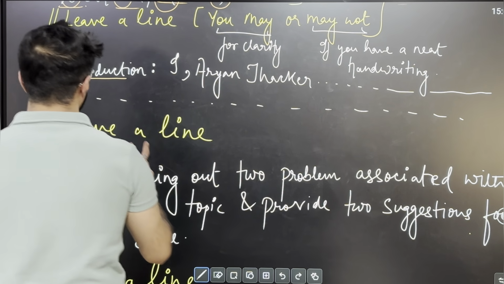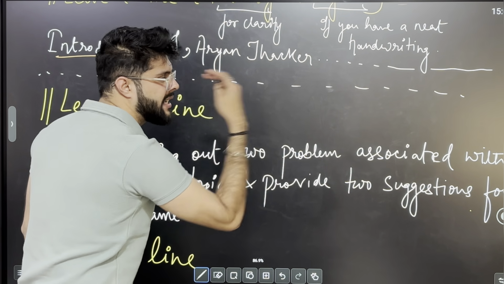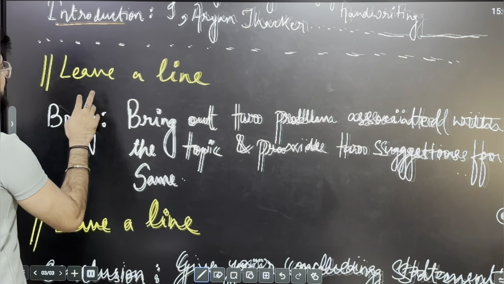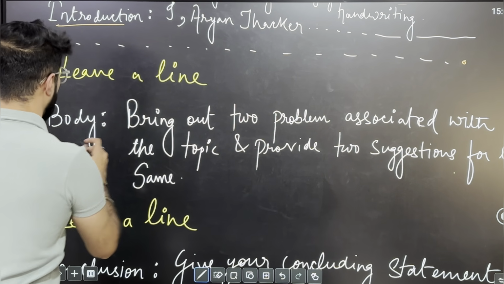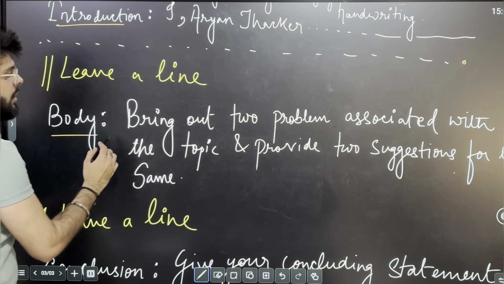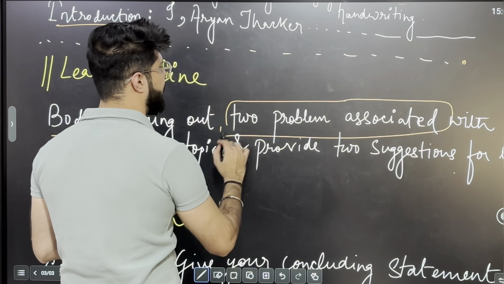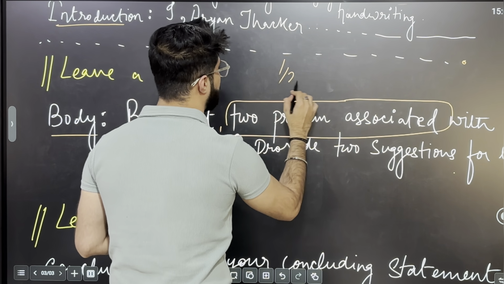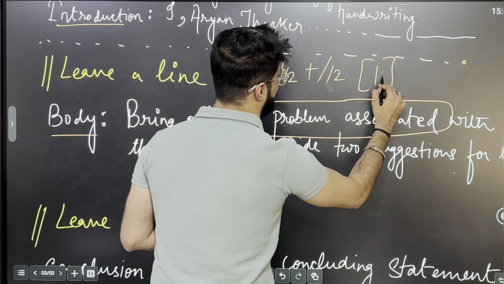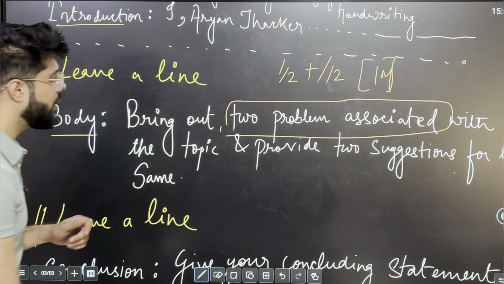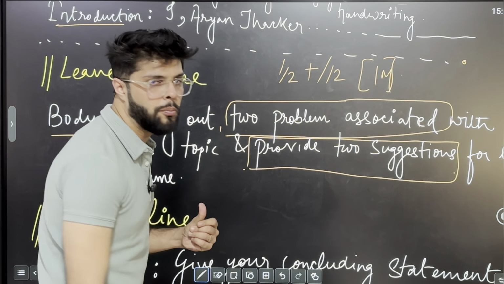So remember that. So introduction, I, Aryan Thacker, dot, dot, dot, dot, whatever has come, you just have to borrow it from there. After that, you have finished your introduction. You give a full stop. You can leave a line, come to your body, bring out, very important, 2 problems associated with the topic, because it will carry half mark each. So half plus half, that makes your 1 mark for the problem that you will bring out. And also you have to provide 2 suggestions in your body part.